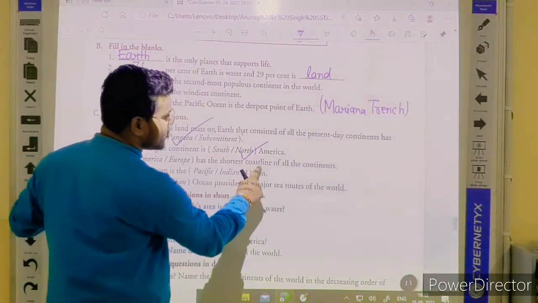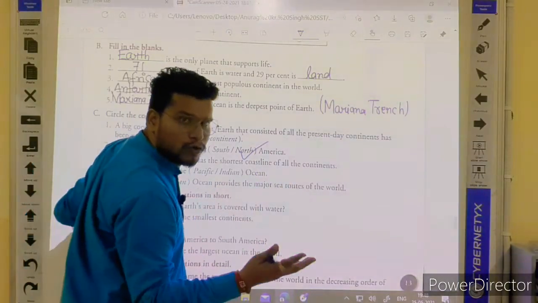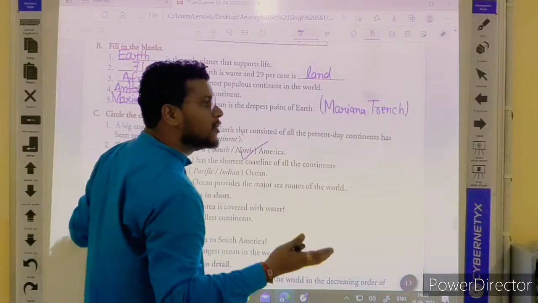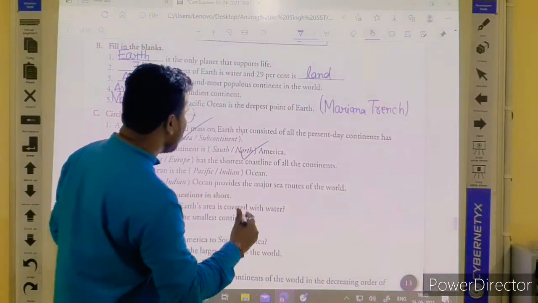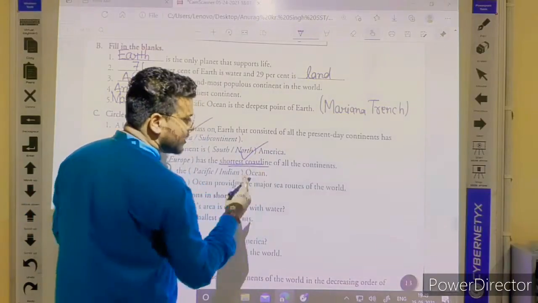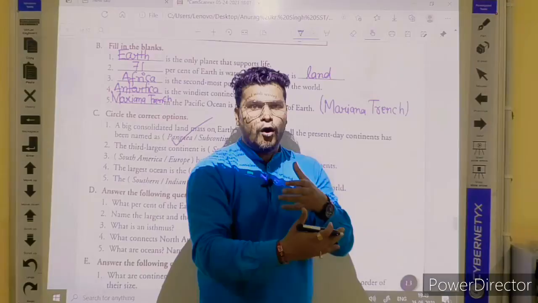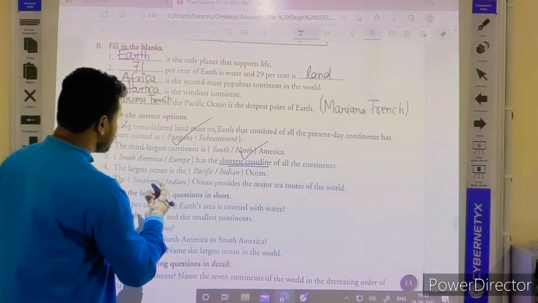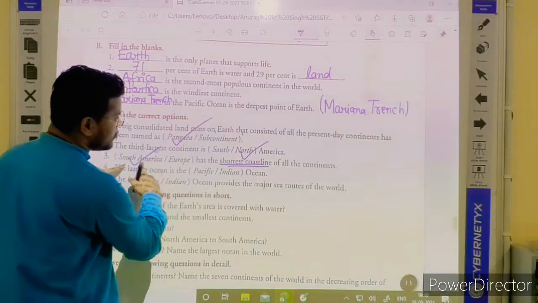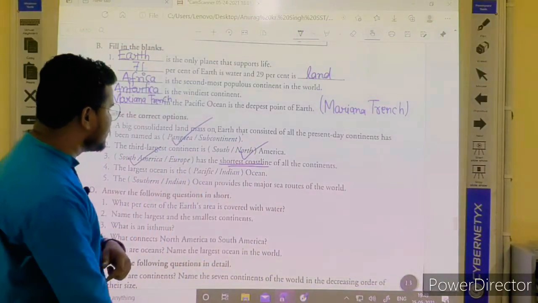Dash has the shortest coastline of all the continents. Today we have 7 continents, and among them, name the continent which has the shortest coastline. Coastline means the boundary that touches water. So South America has the shortest coastline of all the continents. Is it clear, student?